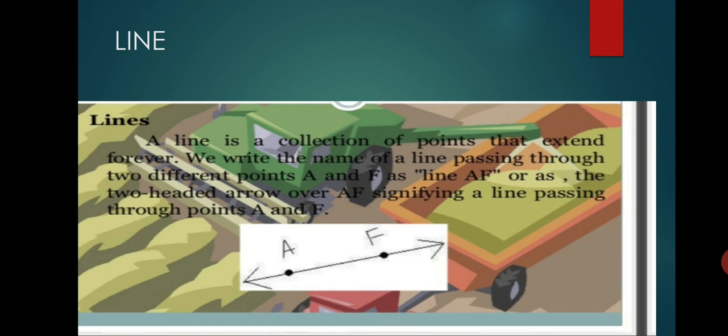Line. A line is a collection of points that extend forever. When we collect the points that form a line, it has no end. We can extend it on one side or on the second side. To name a line, we just take any two different points A and F on the line, and we will name it line AF, or we will use a two-headed arrow on AF.